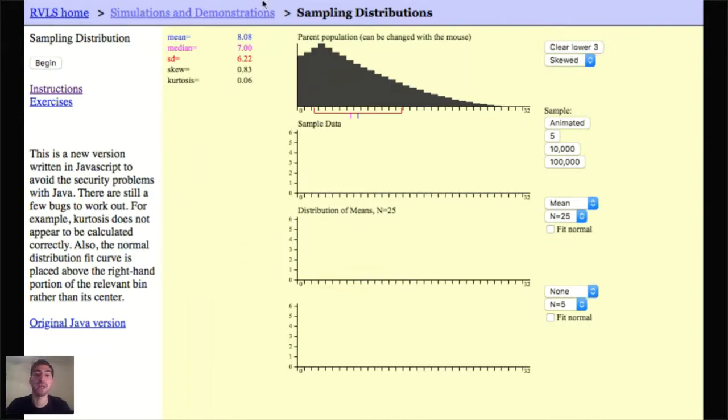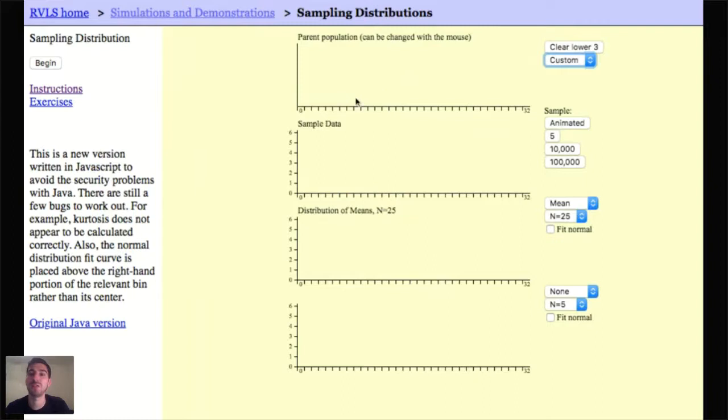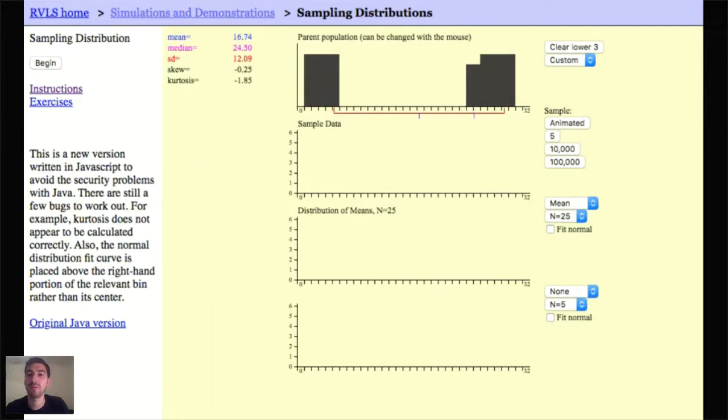I've got this app linked to the slides, and I'll put them in the comments on the stream if you're watching on replays. You can go play with this, because the cool thing you can do with this is you can actually build your own custom distribution. So I can make this crazy bimodal graph that's almost uniform and just looks really ugly.